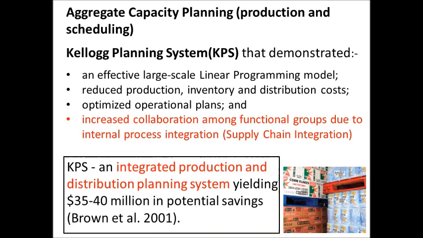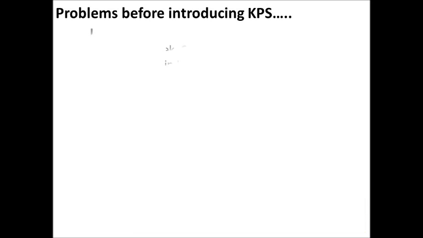So for aggregate capacity planning, production, and scheduling, this planning demonstrated an effective large-scale linear programming model that reduces production, inventory, and distribution costs, optimizes operational plans, and increases collaboration among functional groups due to internal process integration. The take-home message is that KPS is an integrated production and distribution planning system yielding 35 to 40 million in potential savings.